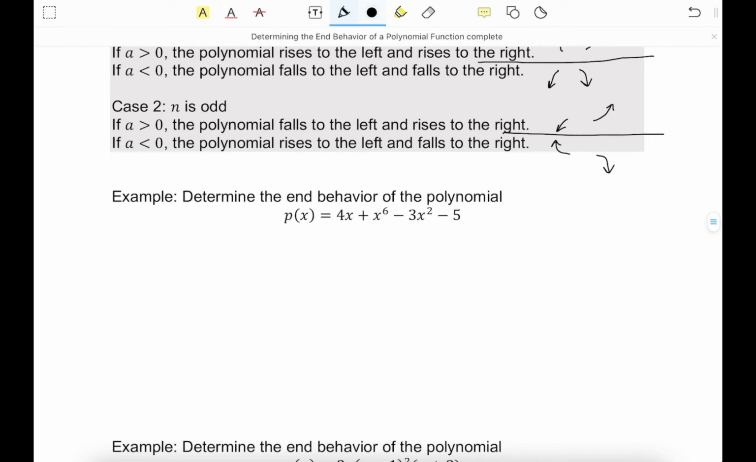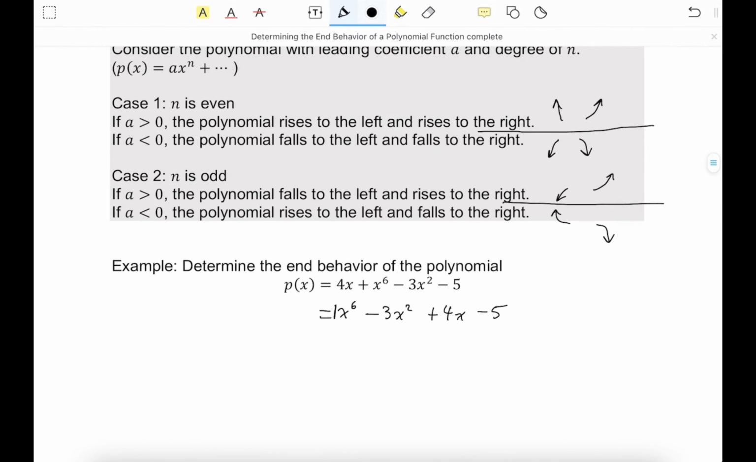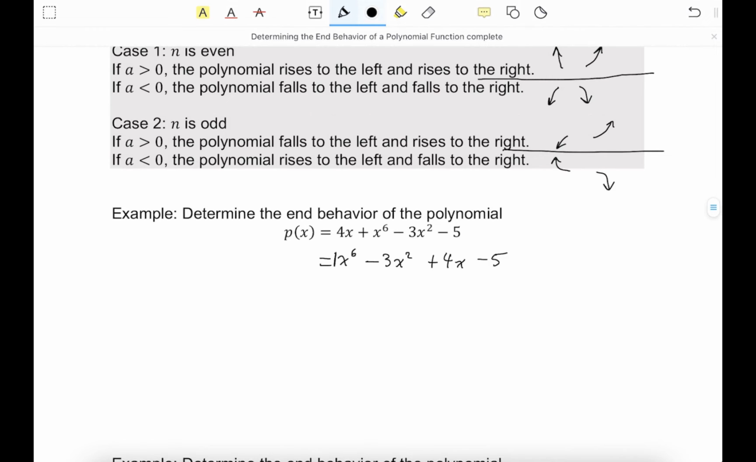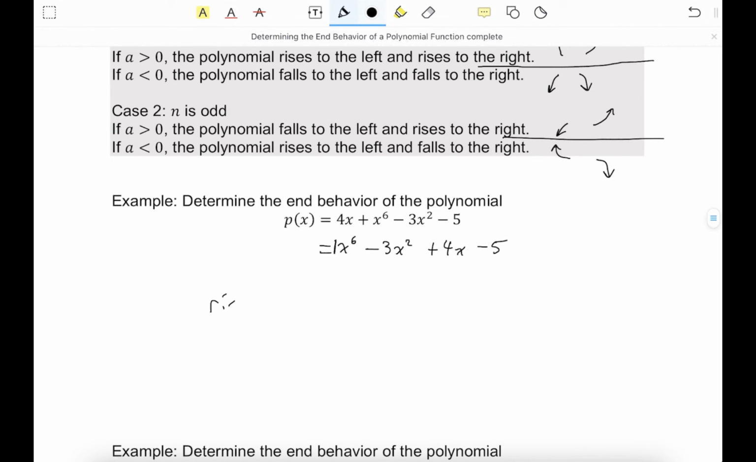For this one, determine the end behavior of the polynomial. It's being a little tricky because it's not putting the leading coefficient first. So you just have to be careful not to be tricked by that. X to the 6th is the leading term. The leading coefficient is an invisible positive 1. It will behave like case 1, where it's positive. So it rises to the left and rises to the right.